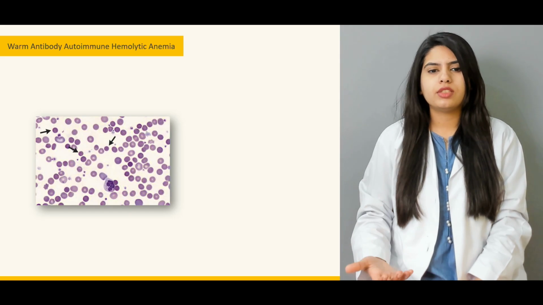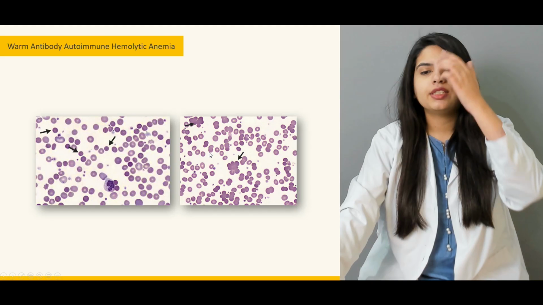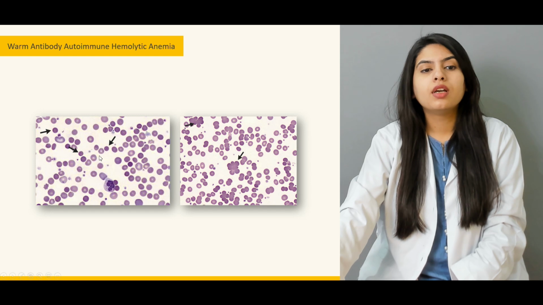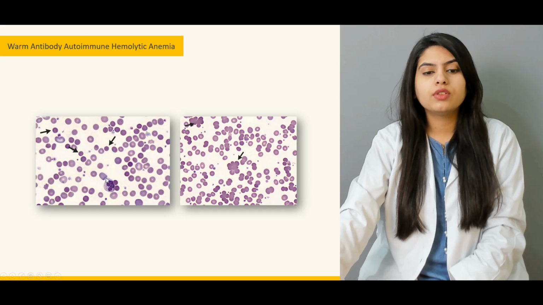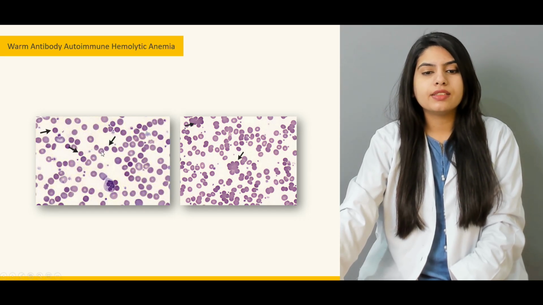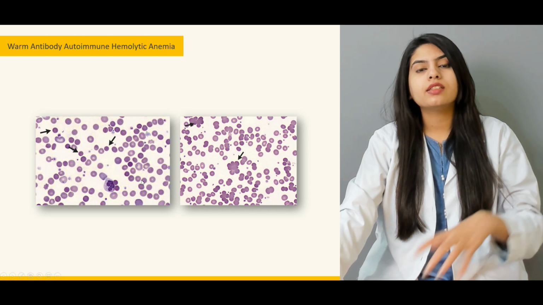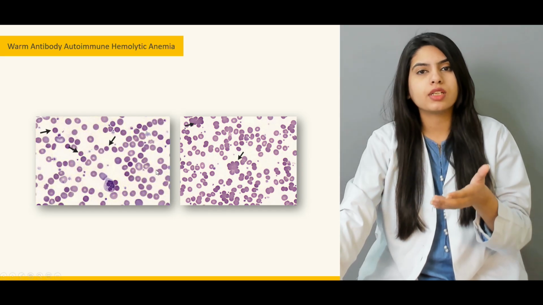Now coming to the pathology of this kind of anemia, if you look at this diagram, they both are showing the cells of a person who is suffering from warm antibody autoimmune hemolytic anemia. These cells are more spherical in nature as compared to the normal biconcave disc-shaped cells, and there is a pallor present in the center of these red blood cells, and they are hypochromic in nature. I think this is the only type of hemolytic anemia that I'm going to tell you is macrocytic in nature.